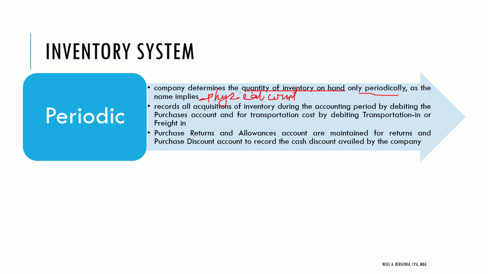And then, pag nag-record po tayo later, once na bumili po tayo ng inventory, we will be debiting it using the purchases account. Okay, so ginagamit po natin purchases account. And then, if ever din na meron tayong transportation cost na babayaran, mamaya i-discuss din po natin paano po siya magiging part ng ating entry, no?